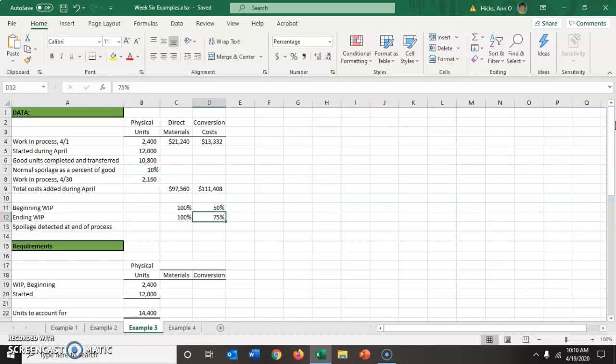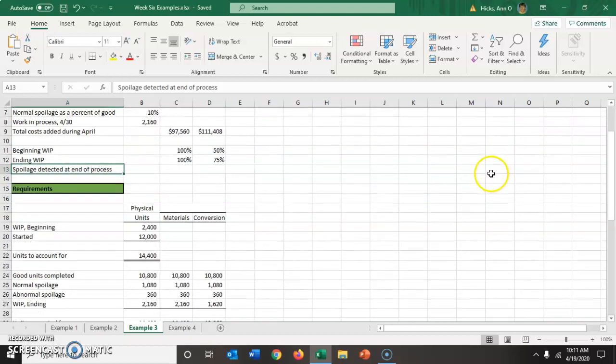to conversion costs. One other piece of information, and that is that we detect spoilage at the end of the process. That's important because what that means is that the units, even those units that were not good, went through the entire process, and therefore the equivalent units of spoiled units is equal to the physical units.